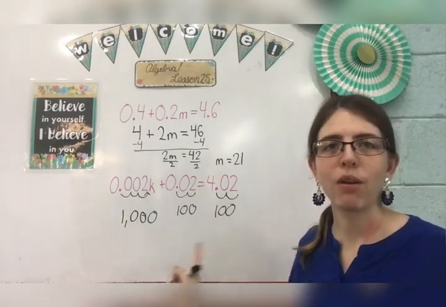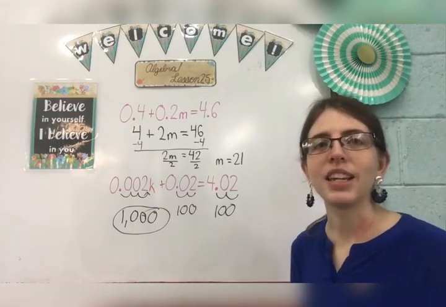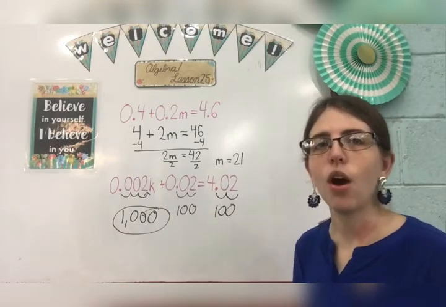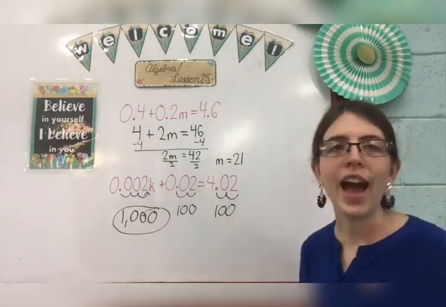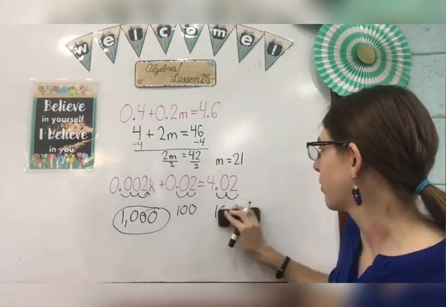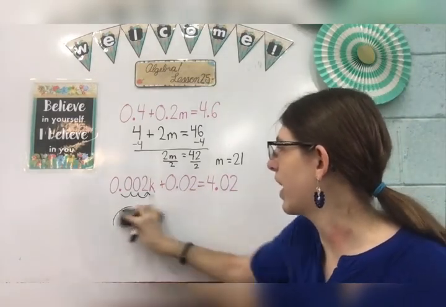What is the largest power of 10? 1,000. So that means I need to multiply all of my terms by 1,000. Even though these only need 100, I have to multiply every term by the same power of 10. So I'm going to multiply each one of my terms by 1,000 to get rid of my decimal.